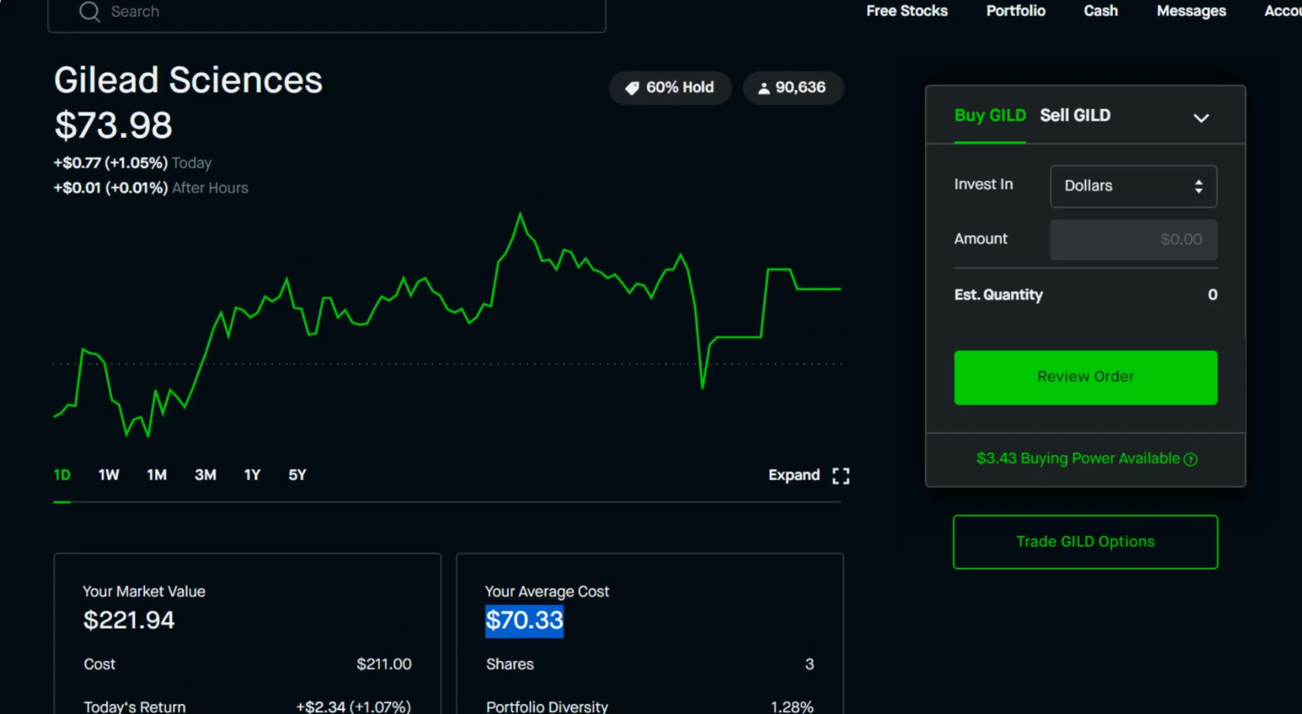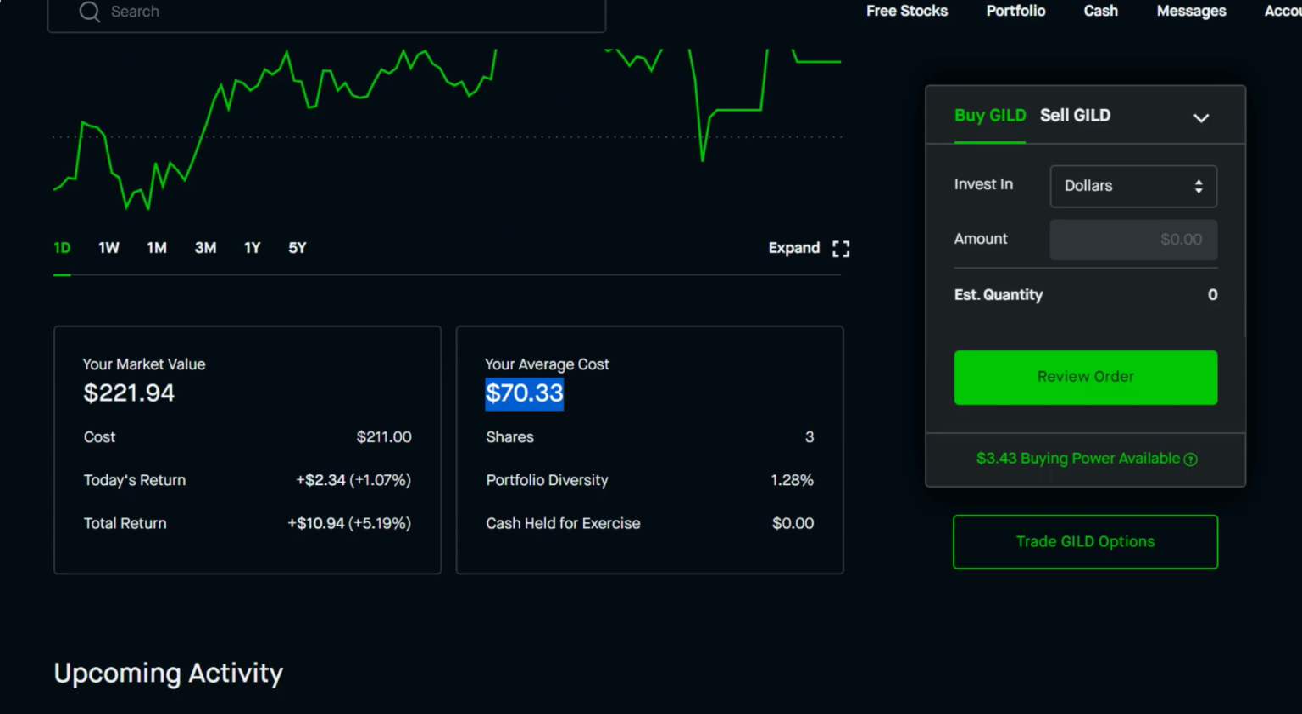$70.33 average share cost on this one. Right around cost basis there. 3 shares, 1.28% of the portfolio. Total return of $10.94 or 5.19%. It is obviously a larger return if you account dividends for this company because it's another nice dividend payer. This is a stock that I certainly would be willing to purchase more of.